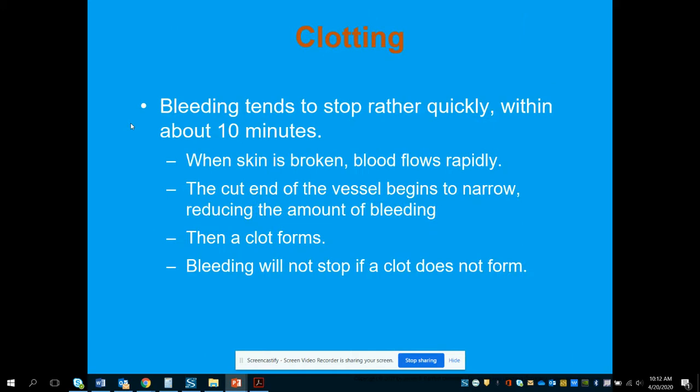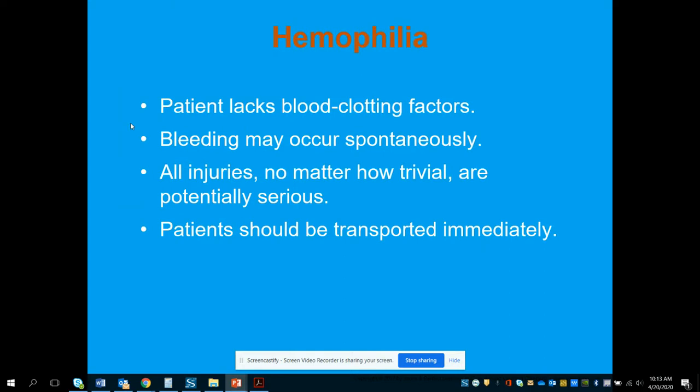So, talking about clotting, the bleeding tends to stop rather quickly, within about 10 minutes, if it's not arterial, and especially if you're able to intervene here and allow for that clot to form. But you've got to overcome the pressure, and automatically the blood vessel is going to try to narrow to reduce the amount of bleeding. So the body is trying to stop it on its own, as long as the patient does not have any type of clotting disorder like hemophilia.